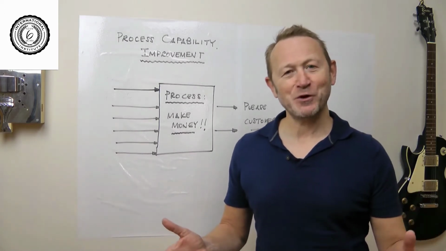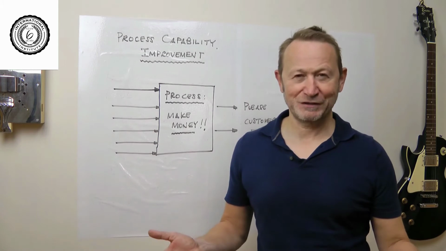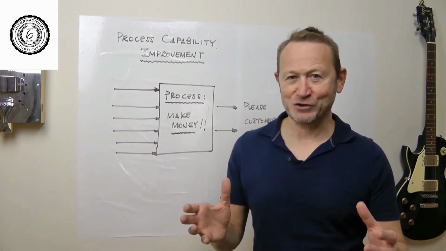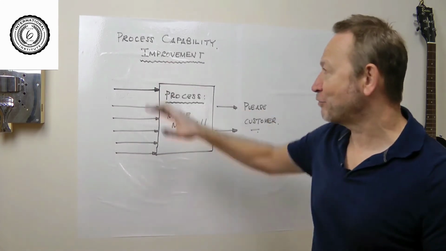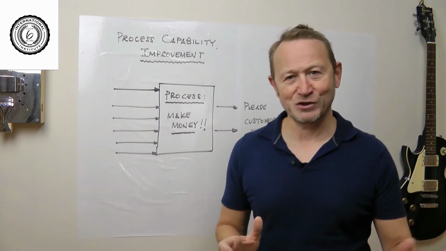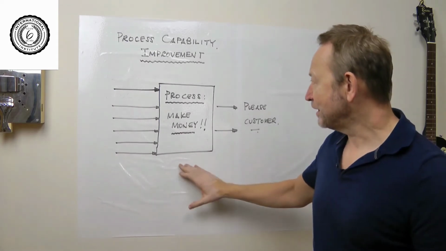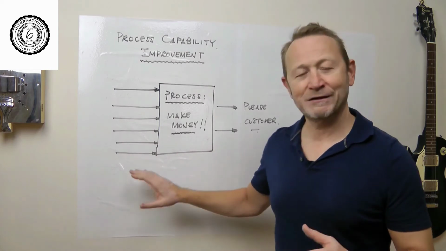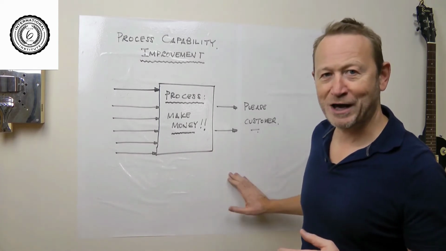My name is Paul Allen, and the subject of today's video, well, we're going to take a look at a case study. We're going to take a look at a process capability improvement case study, and the case study is going to be using this simple principle: inputs control outputs.